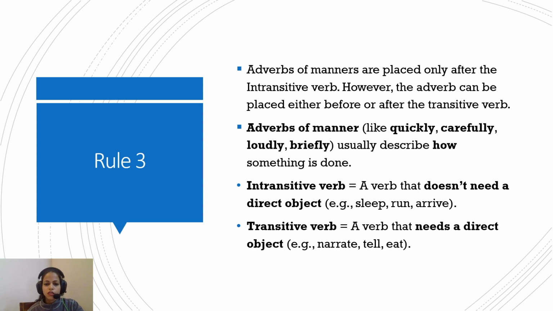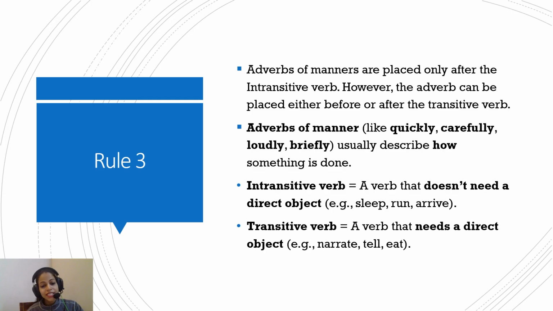Now, rule 3, and pay attention to this one, because this one can be a little confusing at times. Adverbs of manner are placed only after the intransitive verb. However, the adverb can be placed either before or after the transitive verb. Now, what are the adverbs of manner? The adverbs of manner tell how something is happening, or the nature of something. Is it happening quickly? Is it happening loudly? Is it happening briefly? They usually describe the how of something happening.